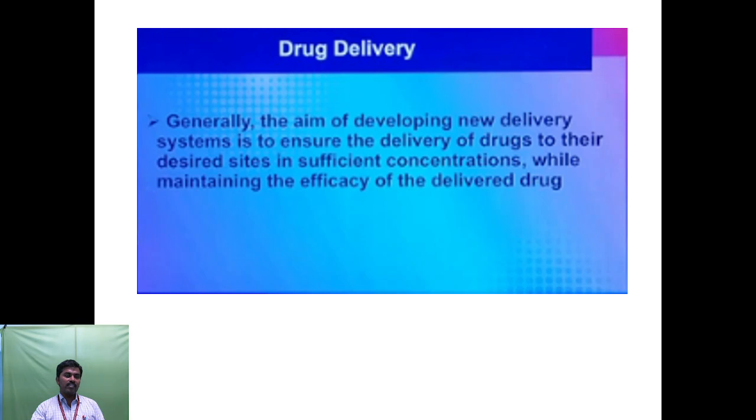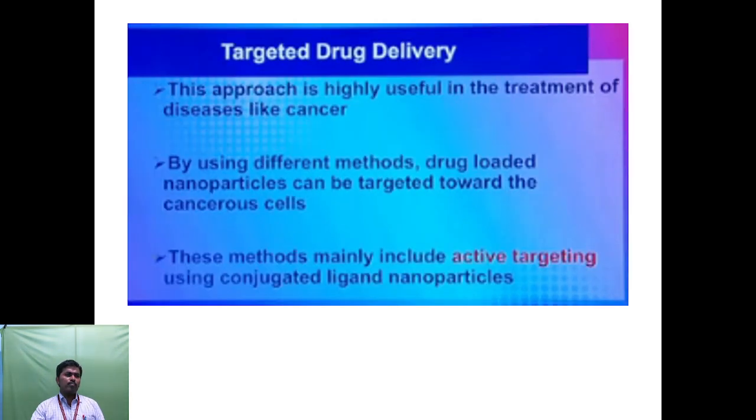Drug delivery, another application field, is drug delivery. It's an emerging field. Generally, the aim of developing a new delivery system is to ensure the delivery of drug to the desired sites in sufficient concentration while maintaining the efficiency of the delivered drug. This approach is highly useful in treatment of diseases like cancer by using different methods. Drug loaded nanoparticles can be targeted towards the cancerous cell. These materials mainly include active targeting using conjugated ligand nanoparticles.